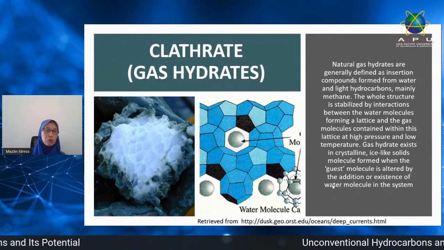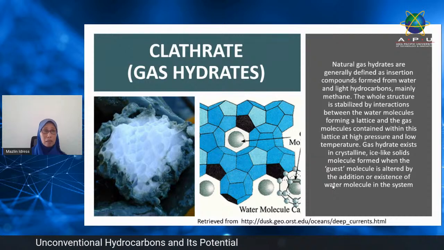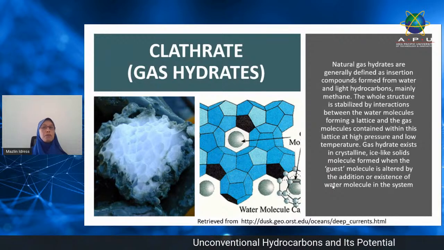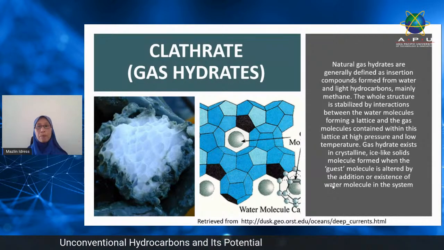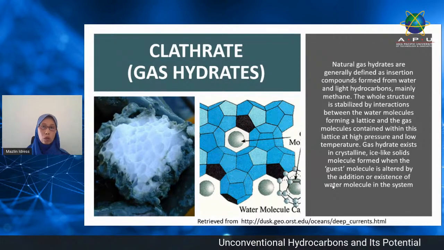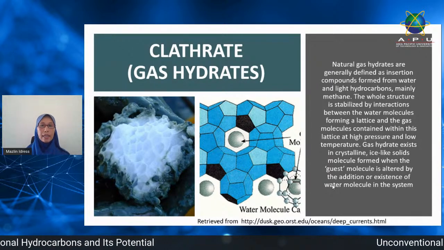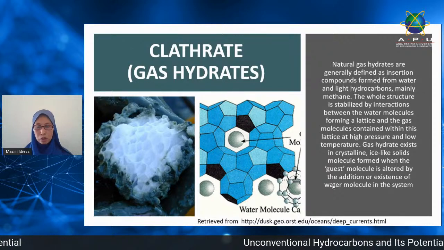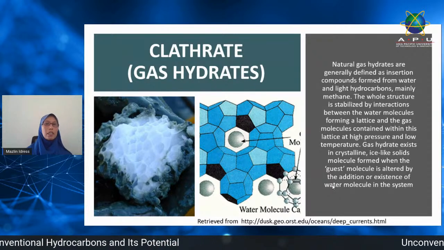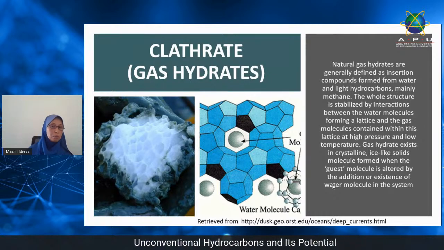So basically, for gas hydrate, you need to have gas. You have light hydrocarbons, mainly methane. It can be ethane and propane also, and it is encapsulated with a water cage, water molecules surrounding it inside the cage. The whole structure is stabilized by interactions between water molecules forming a lattice and the gas molecules, which are contained within the lattice at high pressure and low temperature. So in order for gas hydrates to form, these two conditions must be fulfilled: high pressure and low temperature.